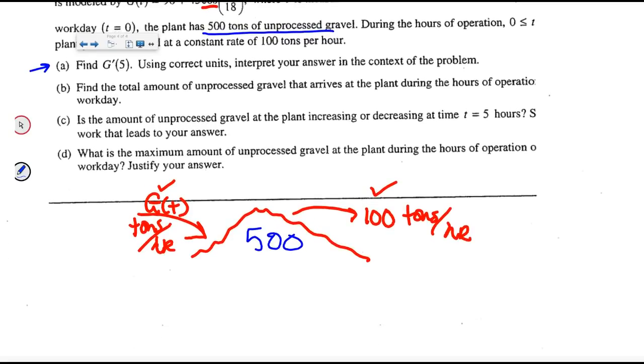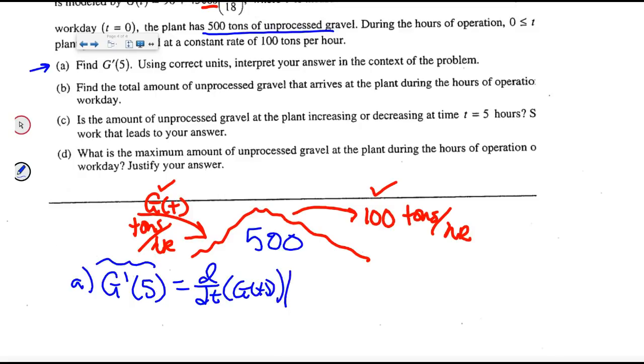And let's go. Letter A. Find G prime of 5. That would be the derivative of G. And this is calculator active. So you just use your Math 8 button on G. Make sure you identify it and label it, but you don't have to write the derivative with respect to dt of G of T at T equals 5. You don't need to write that. You can simply write this. But we would do that on our calculator with our Math 8 button.